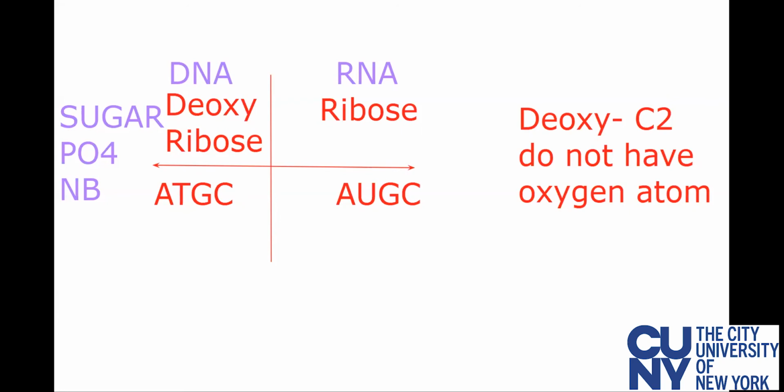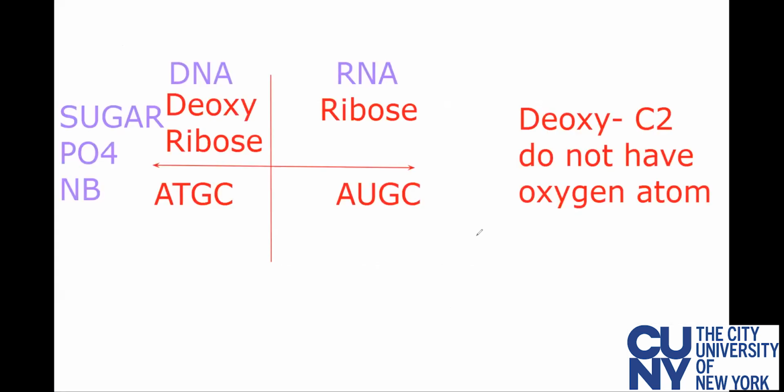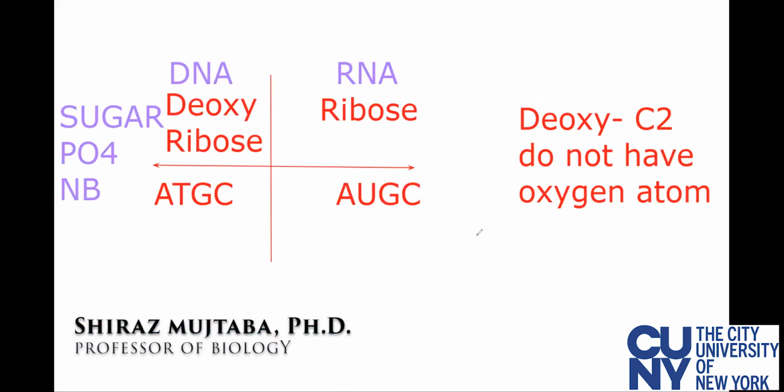And then what was the next question? The last question was how many hydrogen bonds between A and T? So A and T stands for adenine and thymine. The number of hydrogen bonds between A and T is 2, double. And the number of hydrogen bonds between G and C, guanine and cytosine, are 3. So this takes care of all the questions.